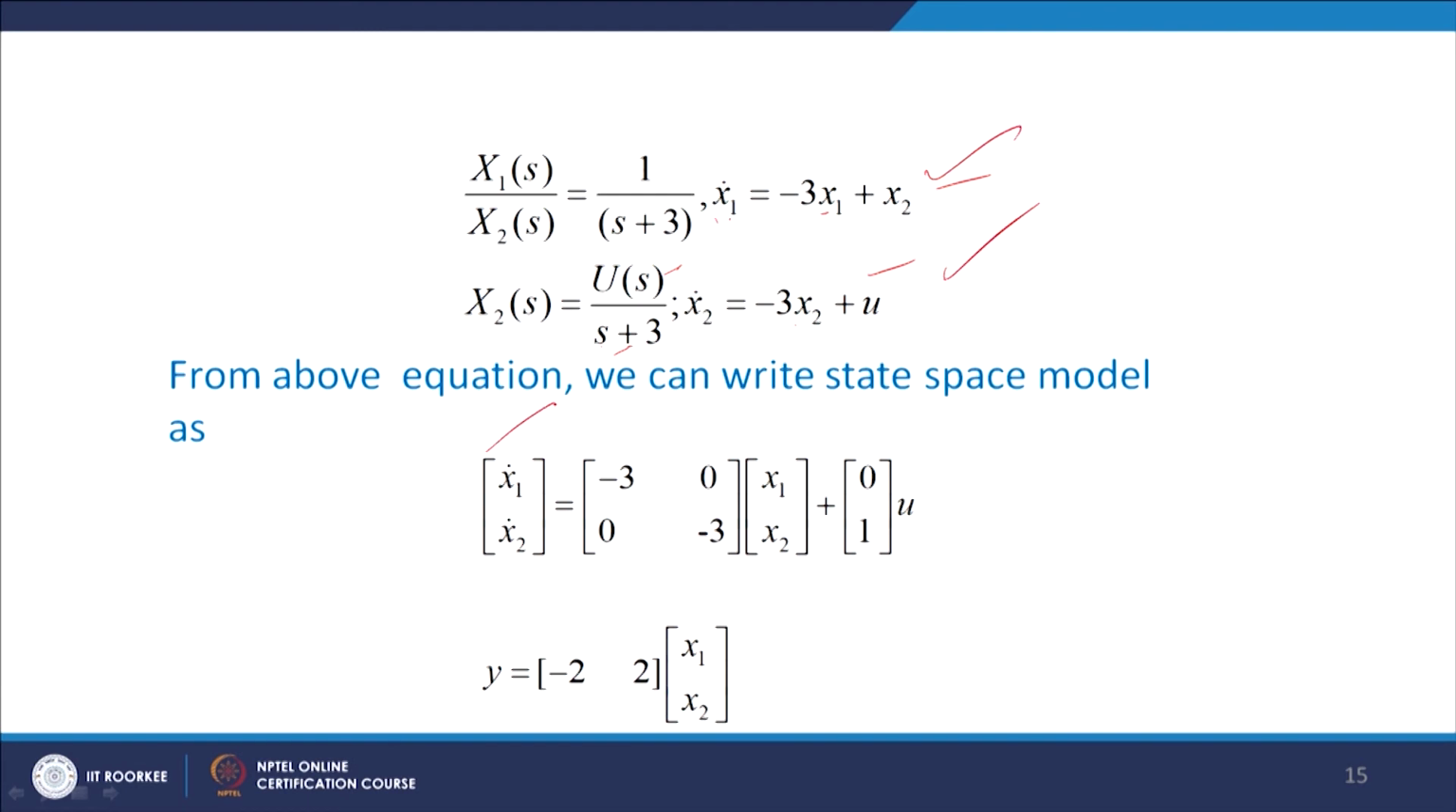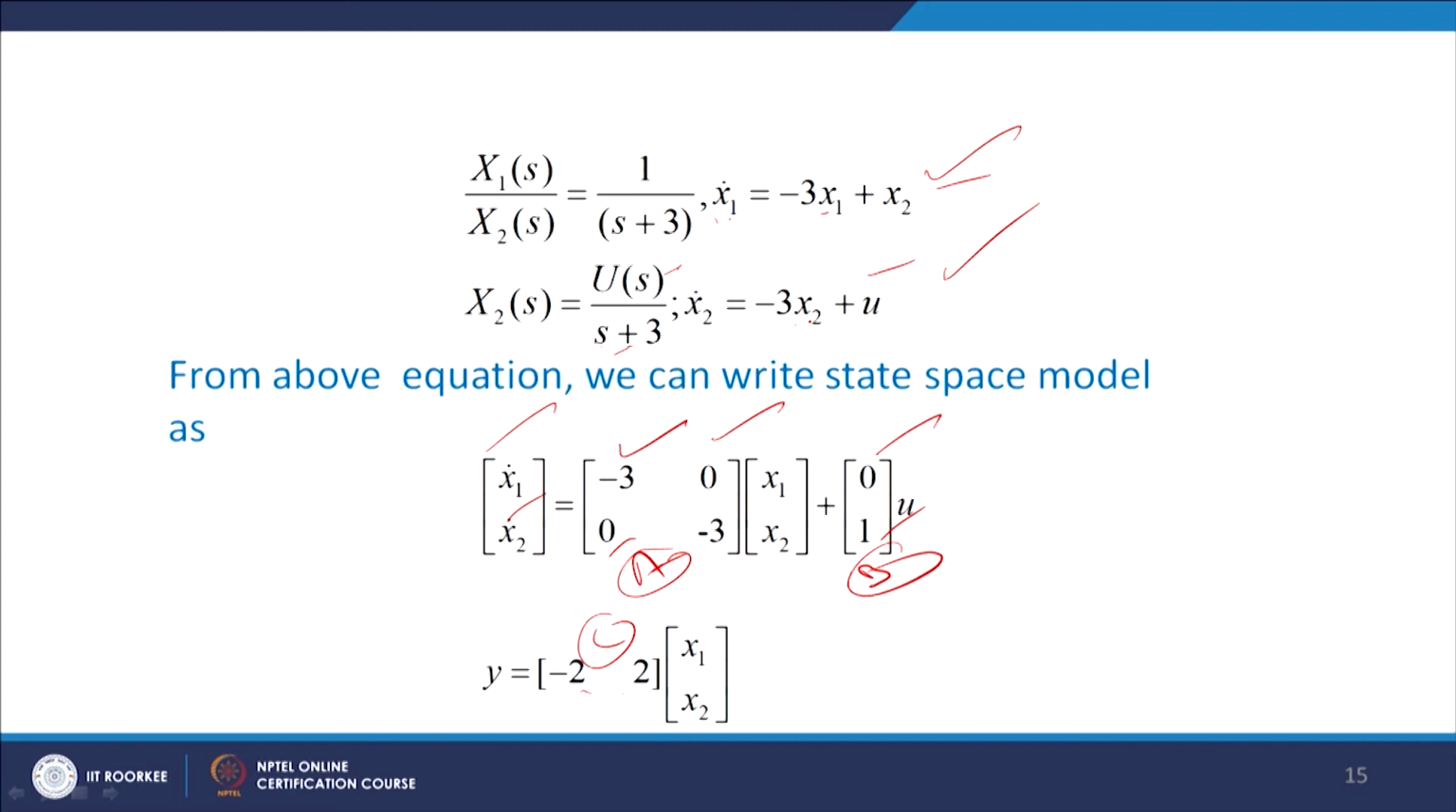So x1 dot, x2 dot, then the A matrix is minus 3 0, 0 minus 3, with 0 1 here, and y equals minus 2 2. This is the C matrix, this is the A matrix, and here is the B matrix. Here there is no D matrix because this transfer function is a strictly proper transfer function. Okay, now we see x1 of s divided by x2 of s equals 1 upon (s plus 3): x1 dot equals minus 3 x1 plus x2, and x2 dot equals minus 3 x2 plus u.